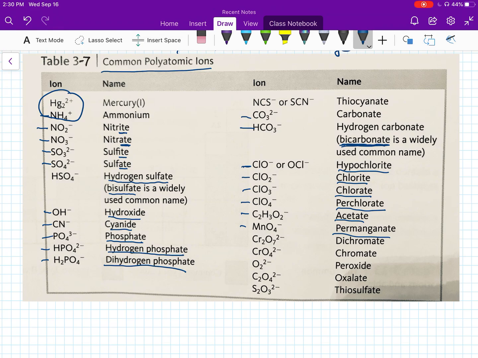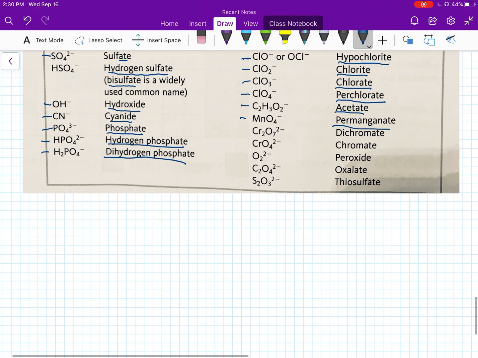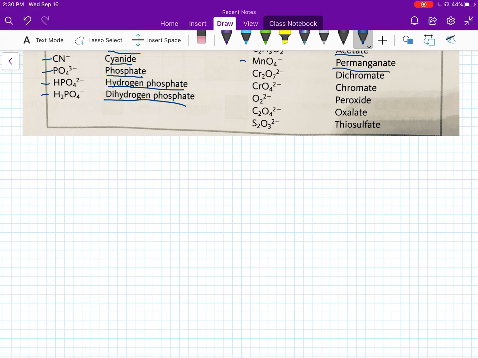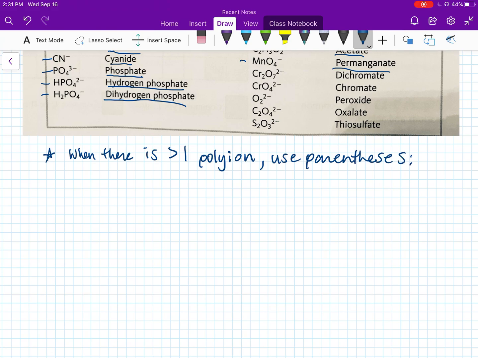So in order to name polyatomic ionic compounds, it's pretty simple. It's the same rules as binary ionic compounds, really, except you don't use the "ide" suffix. You just use the name of the ion. And the only thing that's important to know is that when there is more than one polyatomic ion, I'm just going to abbreviate that to polyion, you want to use parentheses in the formula. Parentheses. Let me show you what I mean.